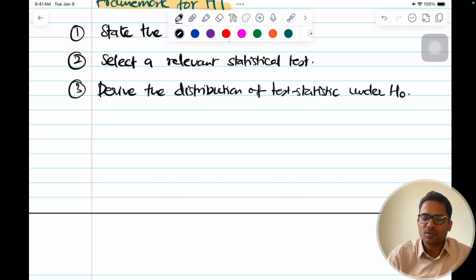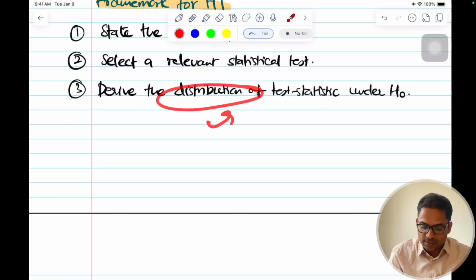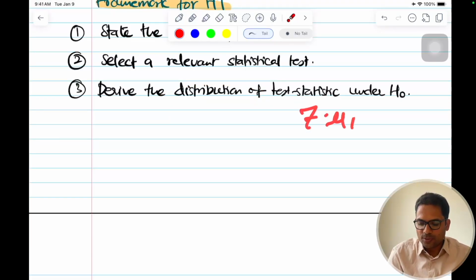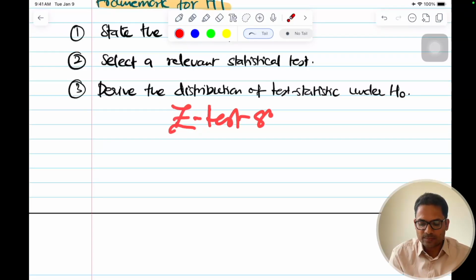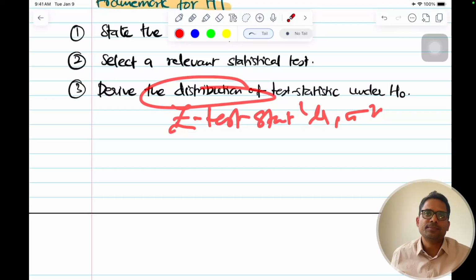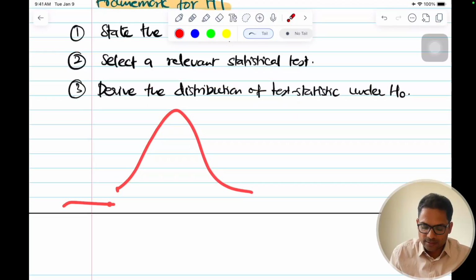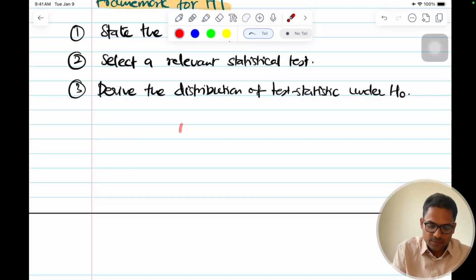For example, for normal distribution, which is the z-test, with known mu and sigma, that will be the distribution of that. If we are using a sample which is normally distributed, then we can use the z-test statistic, and with a known mu and sigma, I will get the distribution of it. So the distribution will be like this. So that's the third step.